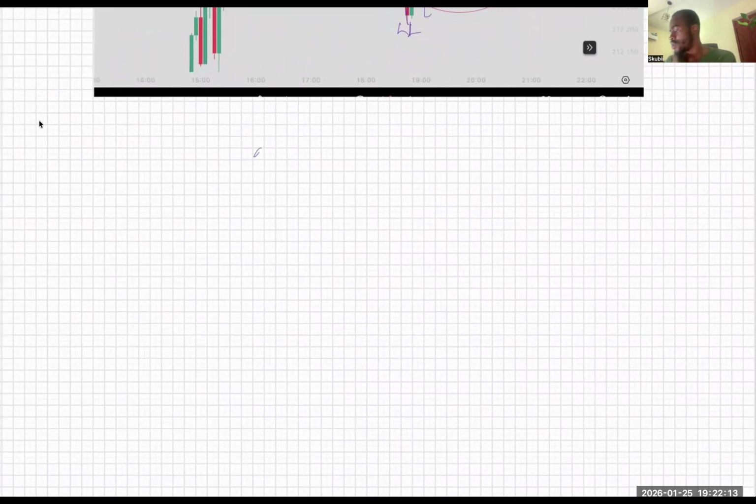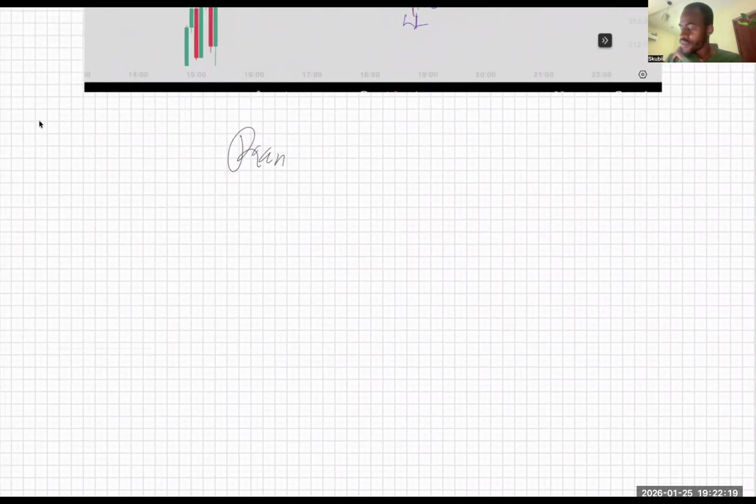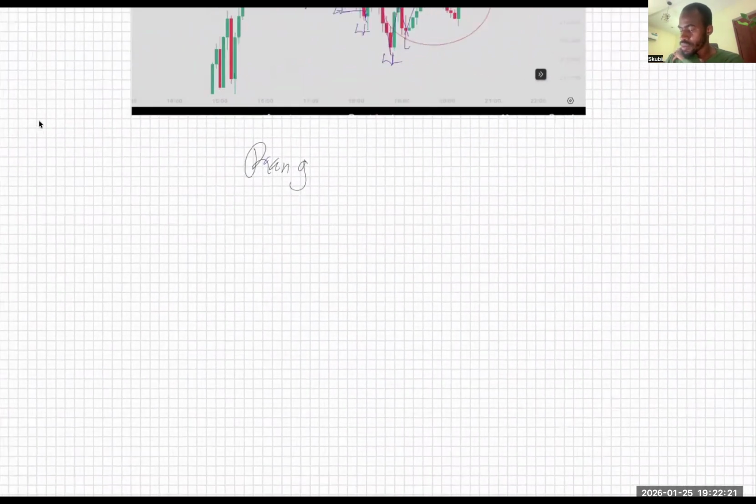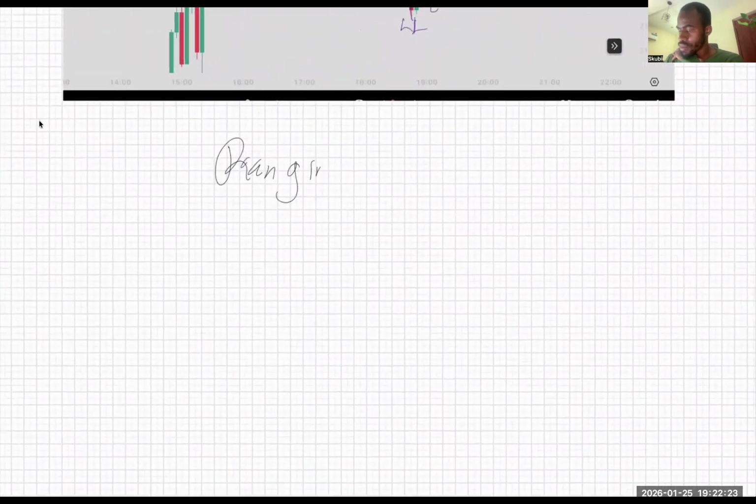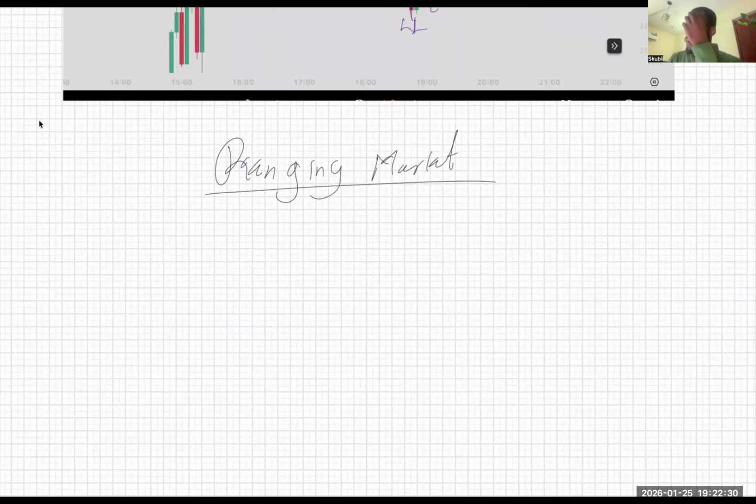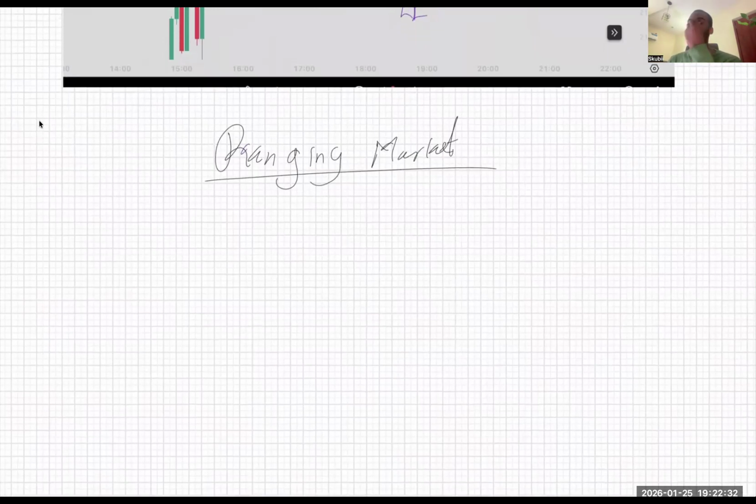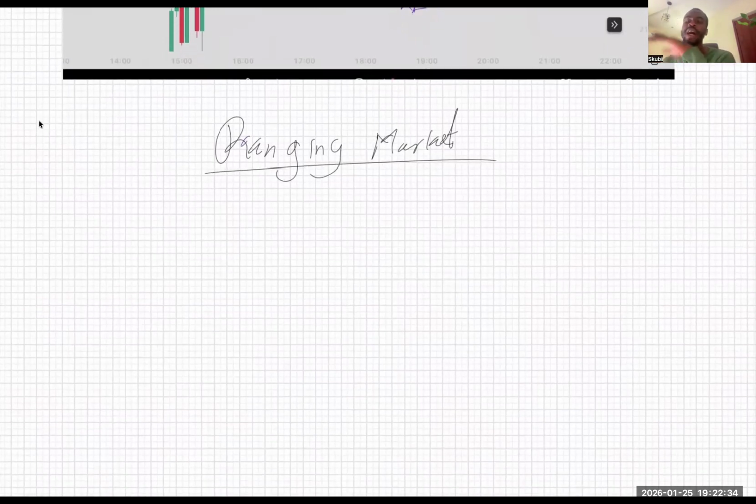Let me use another color to highlight this. Let's use black. A ranging market, or a range basically. Now, a ranging market is a market condition where price is not creating new highs or new lows, but price is bouncing in between a previous high and then a previous low.